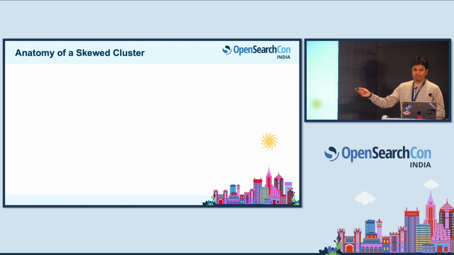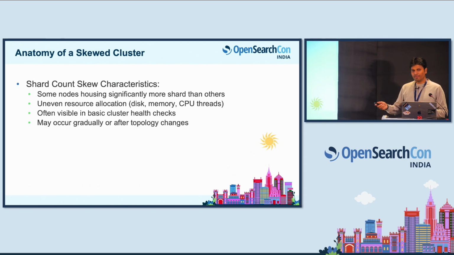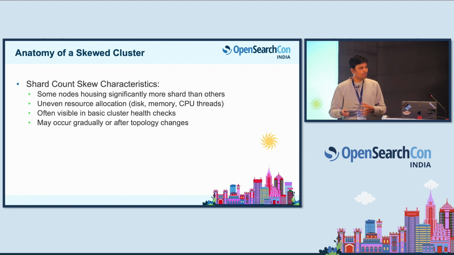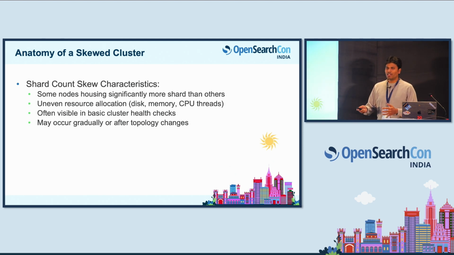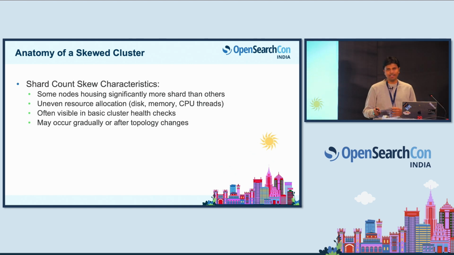So to understand further, right, we need to see the anatomy of a skewed cluster, right? So if it is shard count skew, you'll see that some nodes are housing more shards and there is uneven resource utilization. You will also see in very simple APIs like cat allocation, you'll easily see that there is a definite problem, and this can happen maybe gradually over time, or maybe a topology change that you did which led to this, right? So these are easier to debug.